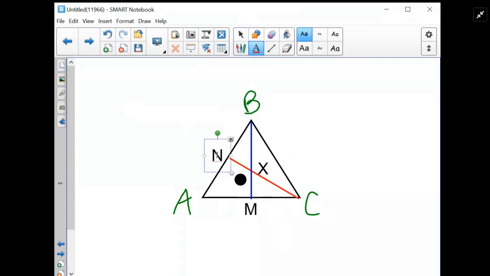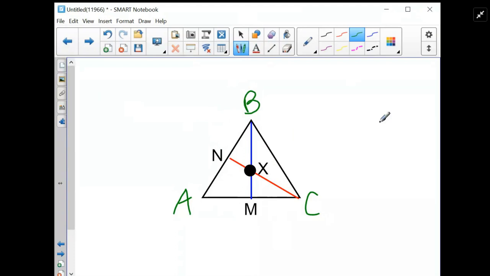And then CN in there is your angle bisector. So it bisects ACB, and it goes from C to N, and N would be the midpoint here anyways. And then those intersect at a point we're going to call X because that's what it says. So I'm going to put this little point right here to show that's where it intersects. And that's called X.